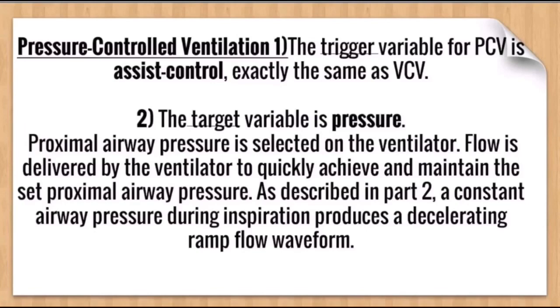Second, the target variable is pressure. So the target is pressure in pressure controlled ventilation. Now proximal airway pressure is selected on the ventilator. Flow is delivered by the ventilator to quickly achieve and maintain the set proximal airway pressure. So we have selected the set proximal airway pressure on the ventilator, and the flow will be delivered quickly to achieve that set proximal airway pressure.